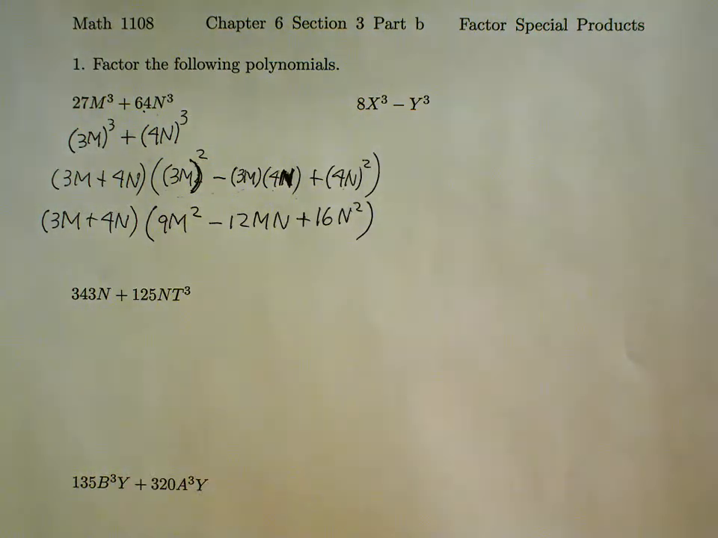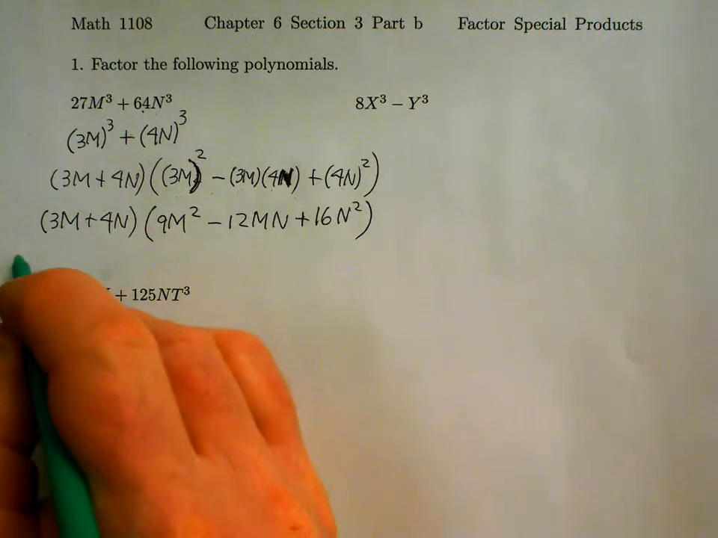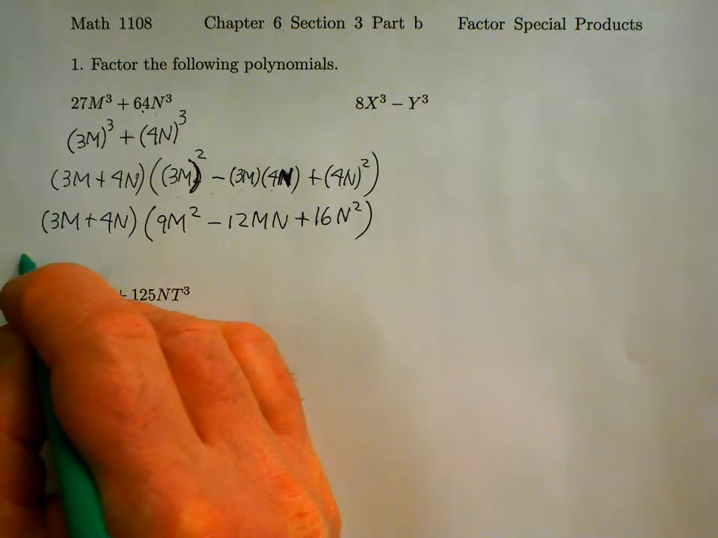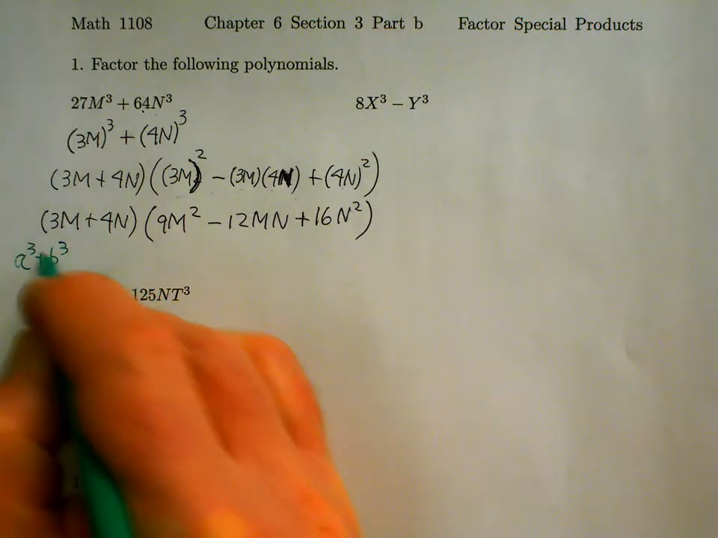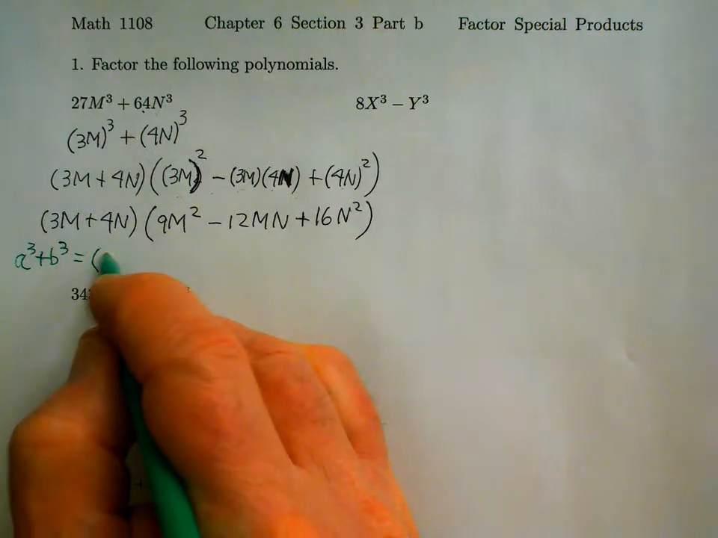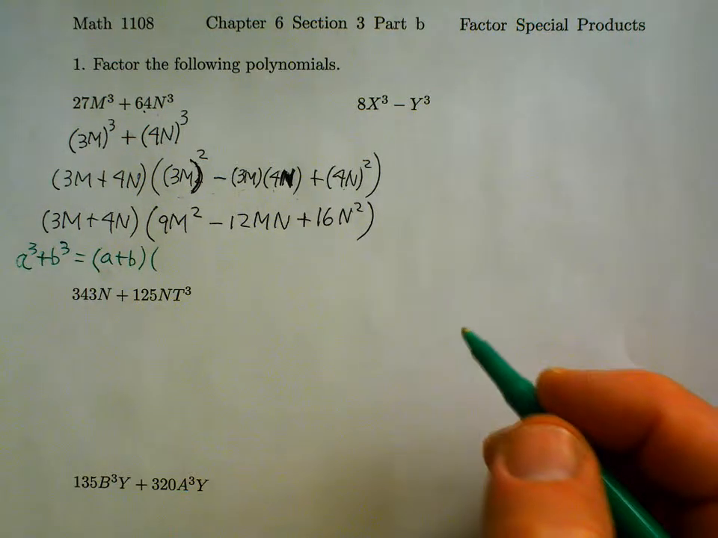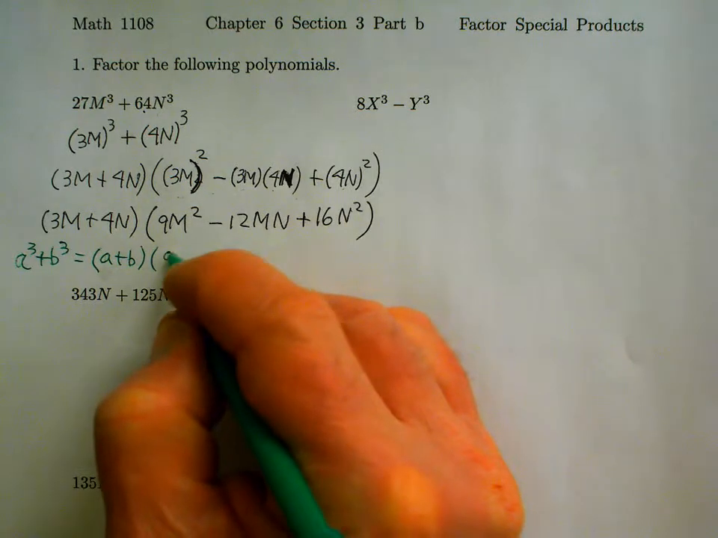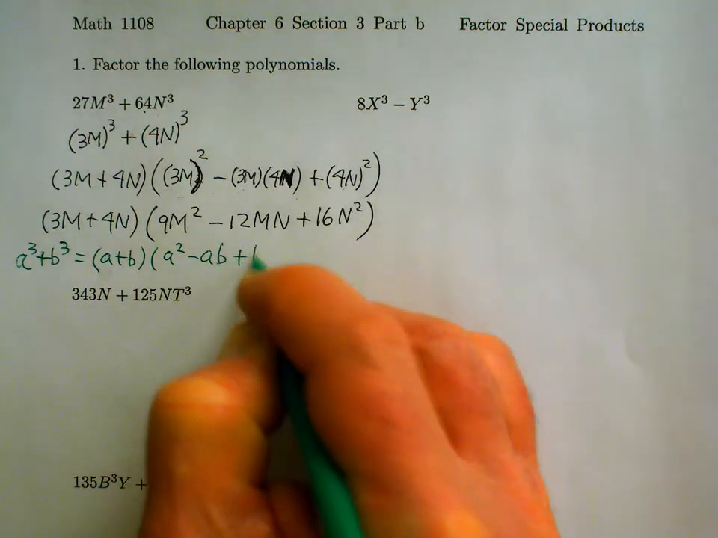Okay, so just to reiterate what we did here, we had a sum of cubes, something of the form a to the third plus b to the third. And then the binomial factor has the form a plus b. The trinomial has the form a to the second minus ab plus b to the second.